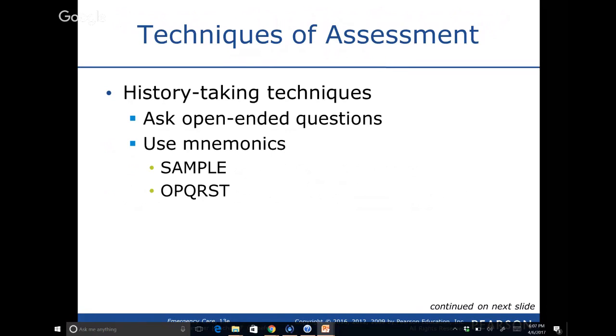Use mnemonics. These two mnemonics have been around EMS for a very long time: SAMPLE and OPQRST history. Something that I had to memorize when I was going through my basic class. SAMPLE is signs and symptoms, allergies, medications, past pertinent medical history, last oral intake, and events leading up to what's going on. OPQRST is onset, so the onset of whatever's going on, provocation, so does anything make it worse? Quality, radiation, where does it go? And severity, and then time, how long has it been going on.